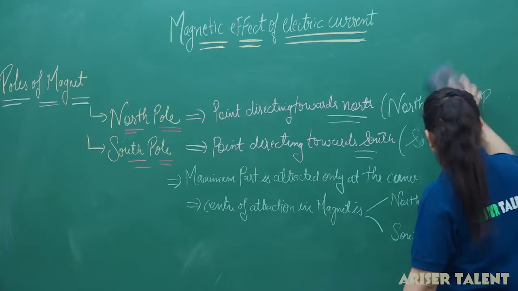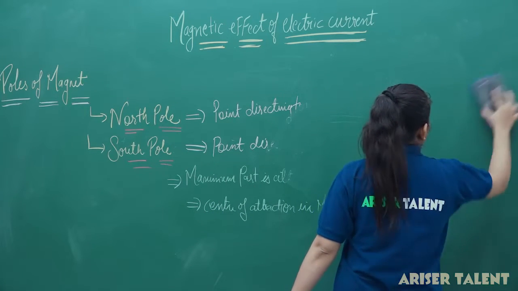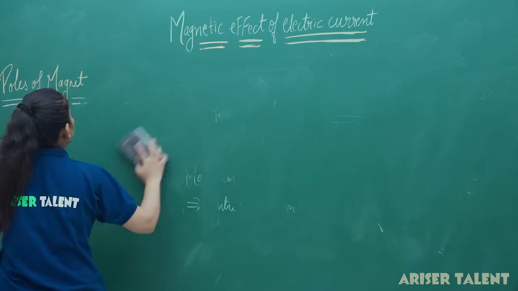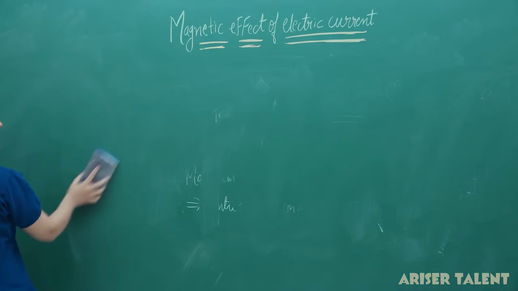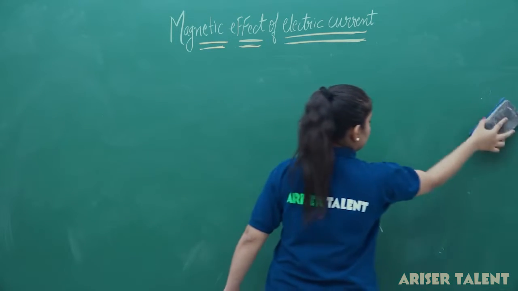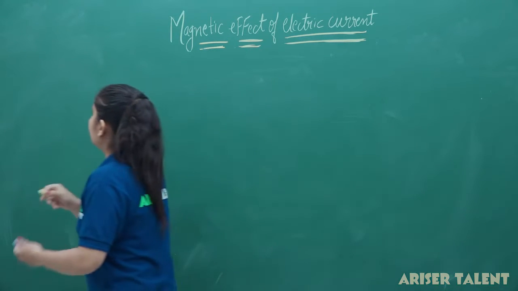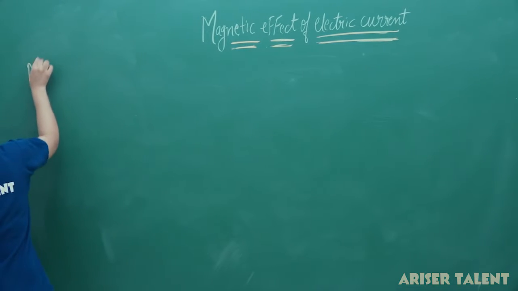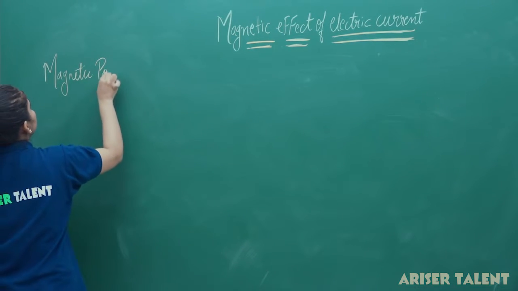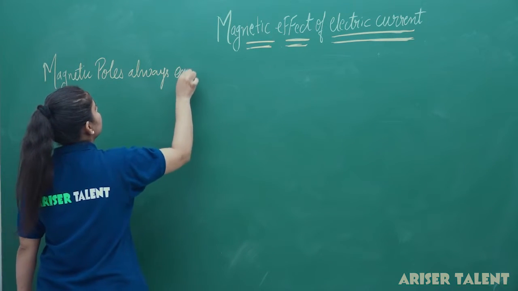Now, this is all about the poles of a magnet. Now we can conclude that the magnetic part is mostly found at the poles of the magnet. It means the center of attraction is the poles only. Now, we will see that magnetic poles always exist in pairs.